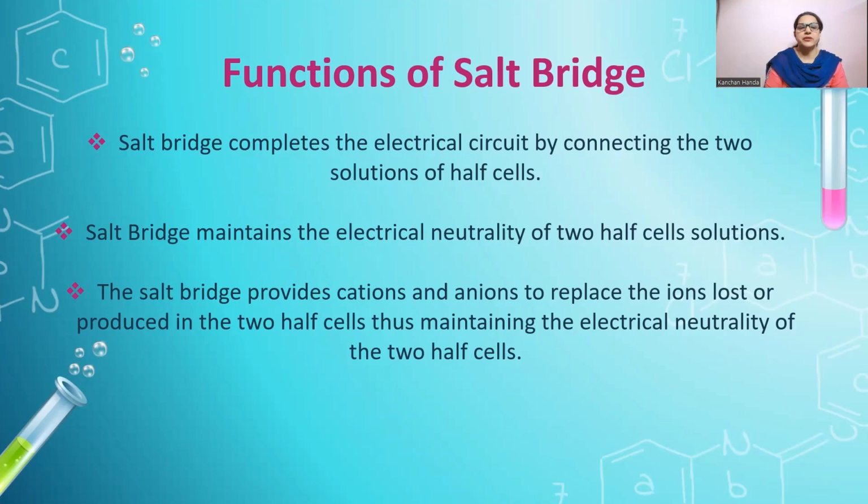Functions of the salt bridge. Salt bridge completes the electrical circuit by connecting the two solutions of half cells. Next, salt bridge maintains the electrical neutrality of the two half cell solutions. The salt bridge provides cations and anions to replace the ions lost or produced in the two half cells, thus maintaining the electrical neutrality of the two half cells.